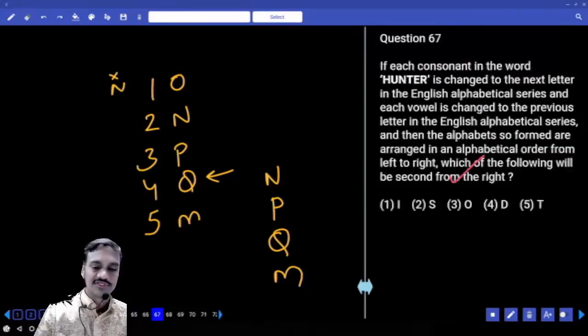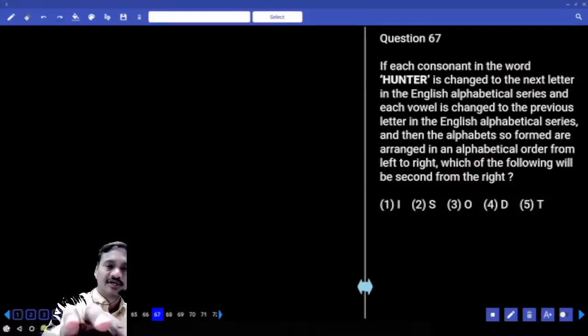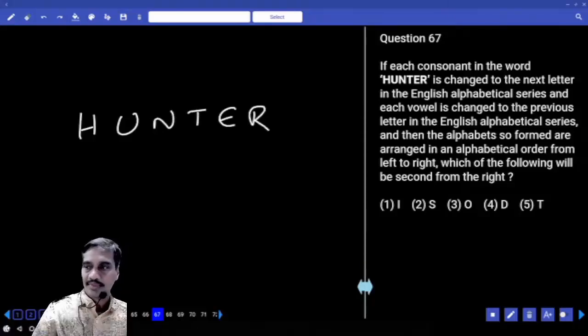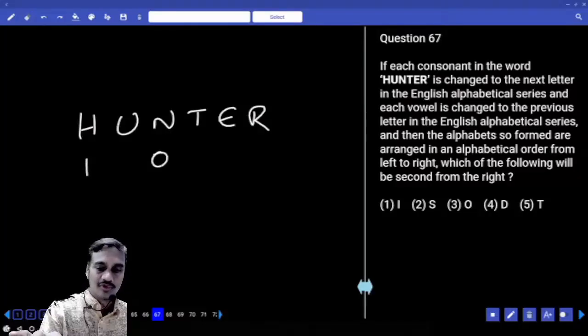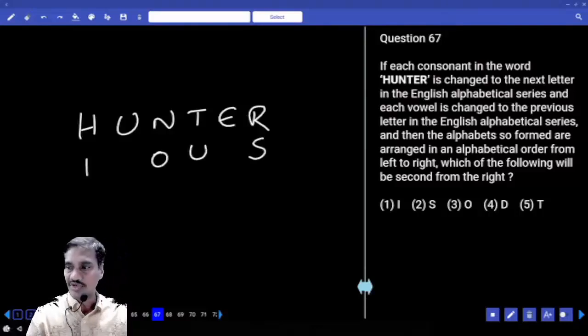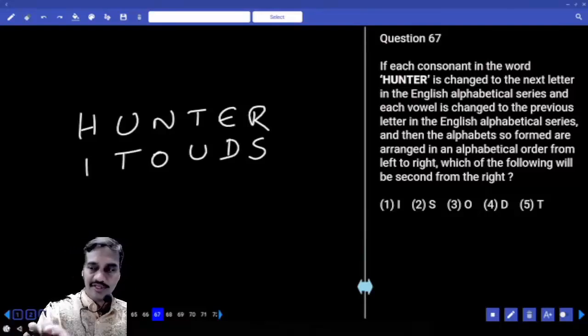Then coming to question 67. Now the word is hunter. This is again an individual question. Each consonant in the word hunter is changed to the next letter: H will become I, N will become O, T will become U, R will become S. And each vowel is changed to the previous letter: U will become T and E will become D.